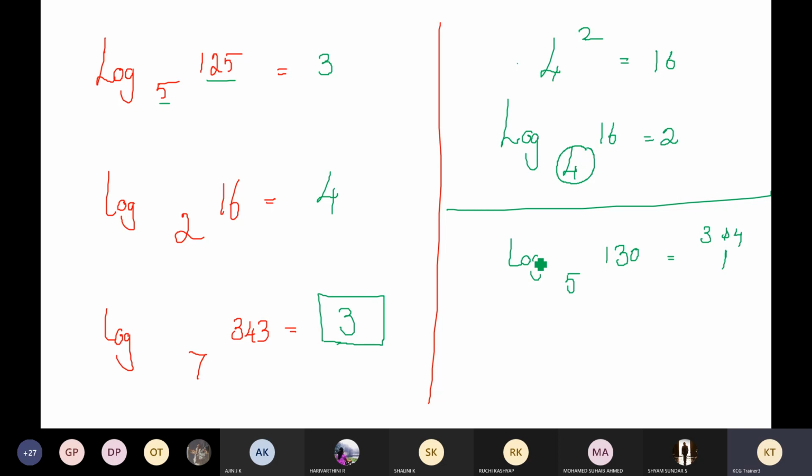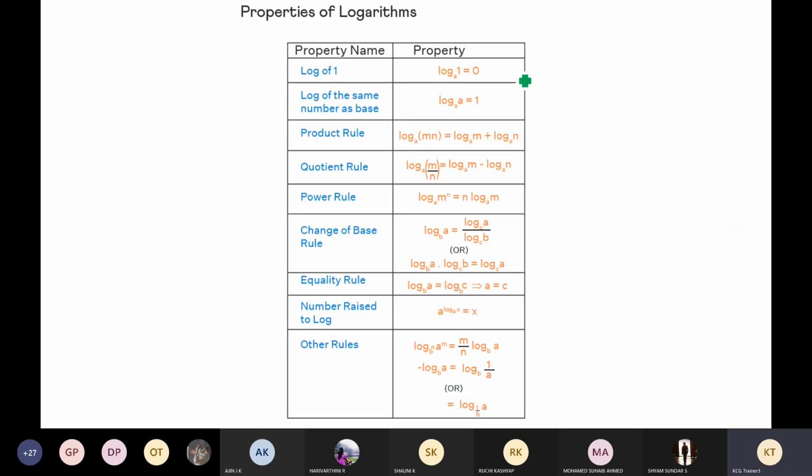And apart from this, there are certain rules which are supposed to be very, very clear. For example, the first rule, the log of 1. No matter what the base value is, log of 1 is always 0. And why is that so? Log of 1 to the base any number, let's say 7, is 0. Because take any number, only if you raise it to the power of 0, the value is 1. 6 power 0 is 1, 7 power 0 is 1, 12 power 0 is 1. So that's why if you're taking log 1, no matter what the base is, it is always 0.